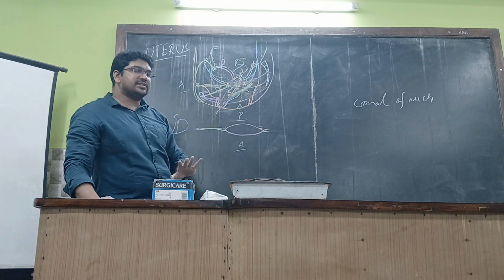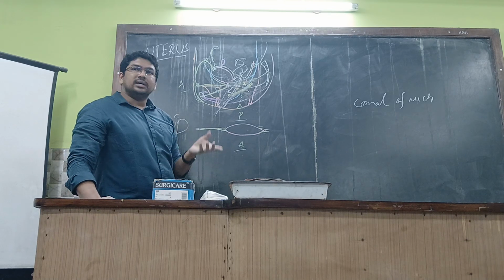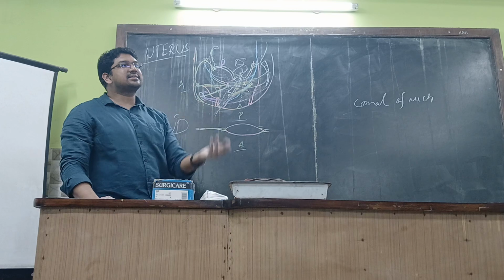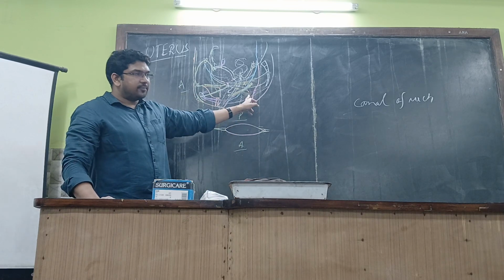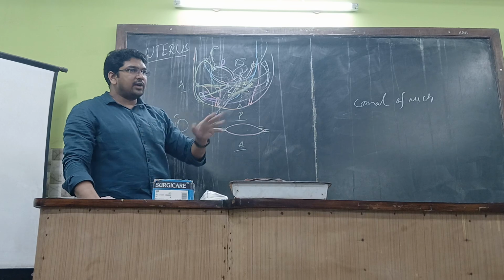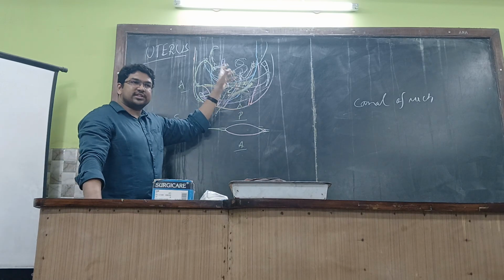Who will carry the pain sensations from the uterus? Sympathetic, and parasympathetic also. Parasympathetic and sympathetic both carry the pain sensations over here. Getting it? And coming to the vagina, what is the nerve supply? Again, sympathetic and parasympathetic. And what is the other function of the sympathetic with respect to the vessels?